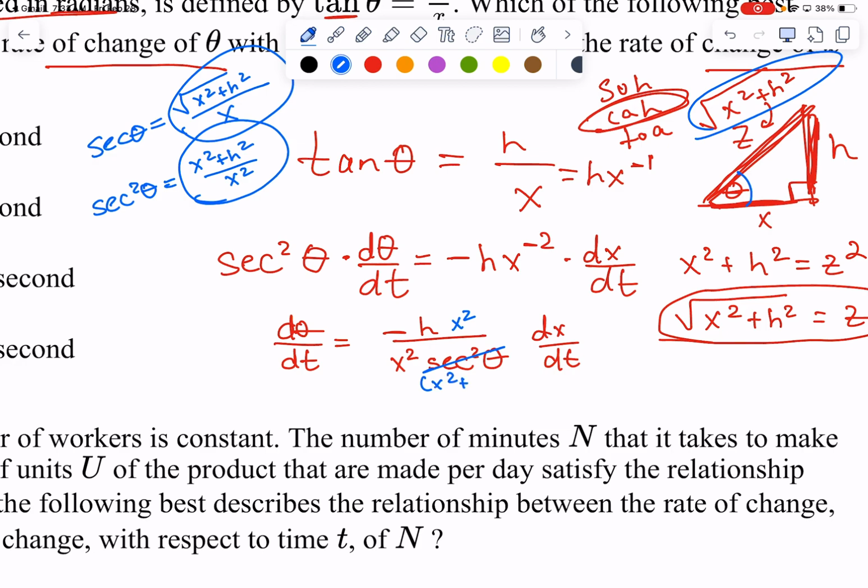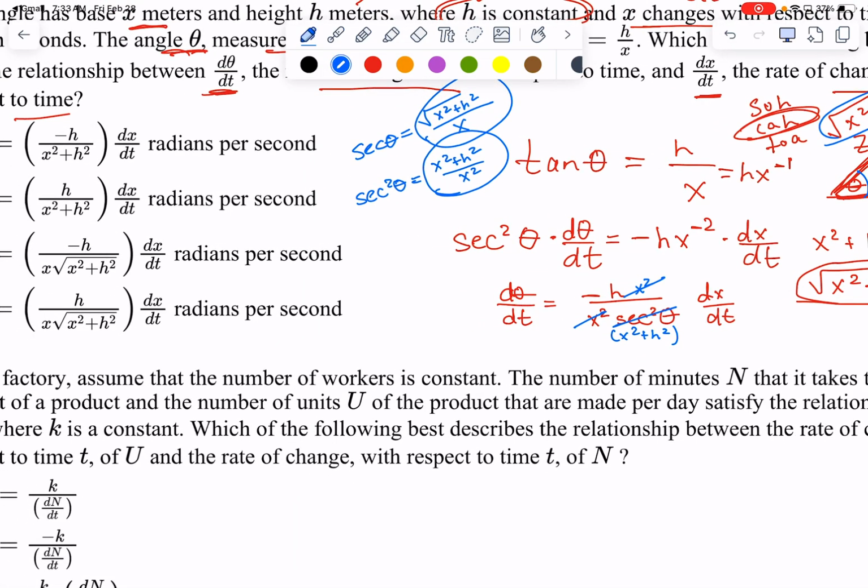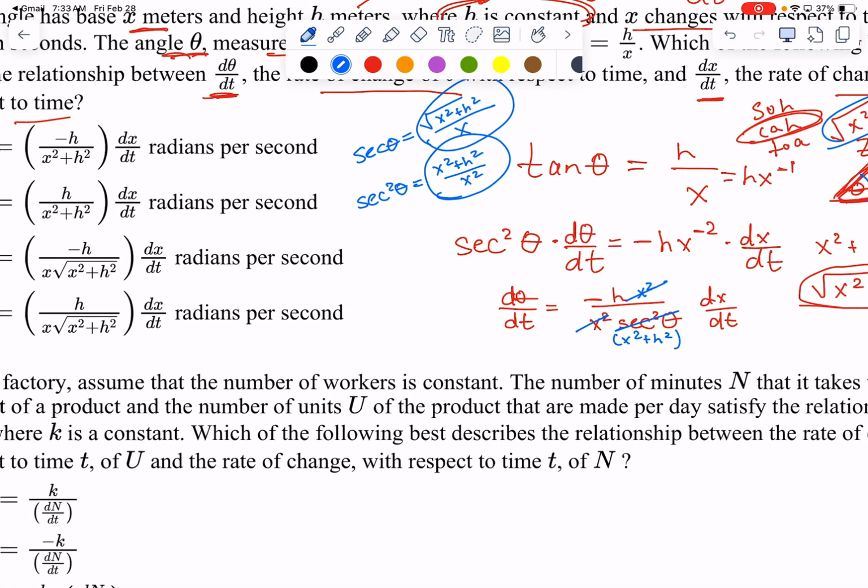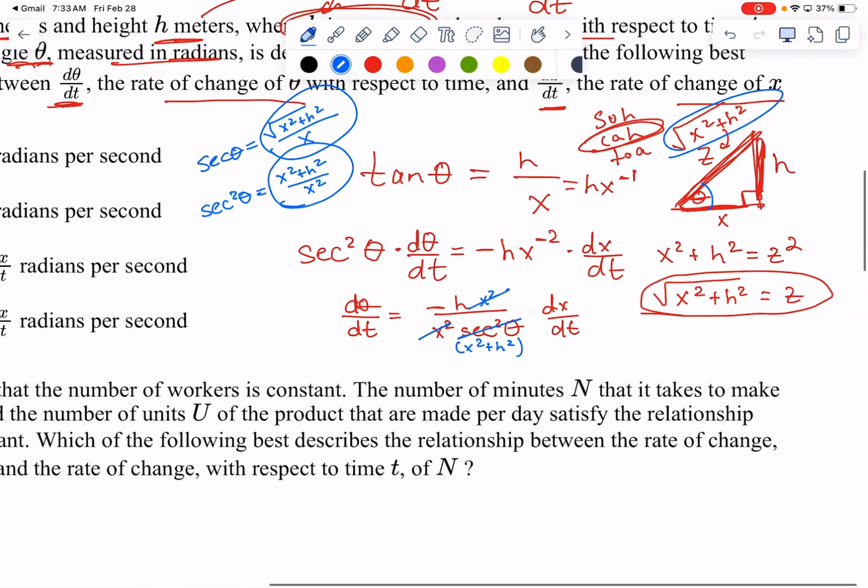The x squared plus h squared. So I replace the secant squared with x squared plus h squared over x squared, but since I put it in the denominator, I flipped it. Now what happens to the x squareds? Cancel. So we're left with negative h over x squared plus h squared times dx dt. Let me write that down. We're left with negative h over x squared plus h squared times dx dt.